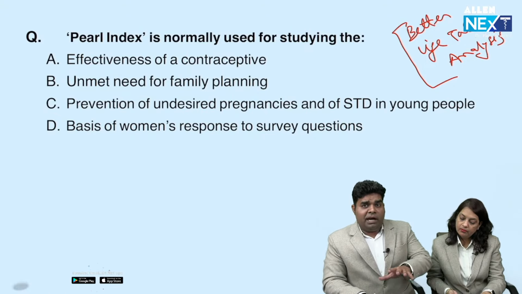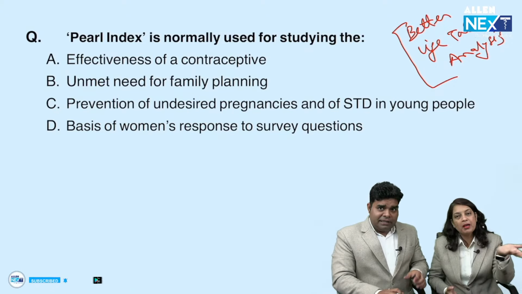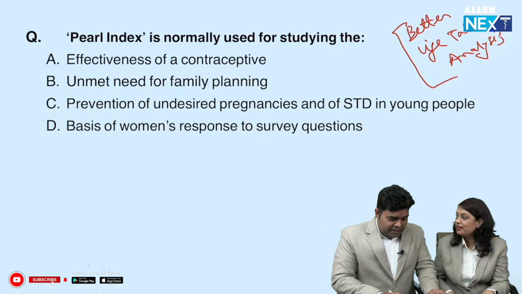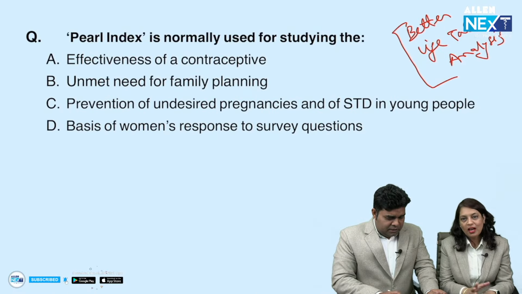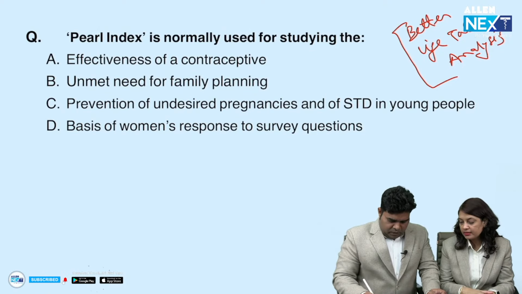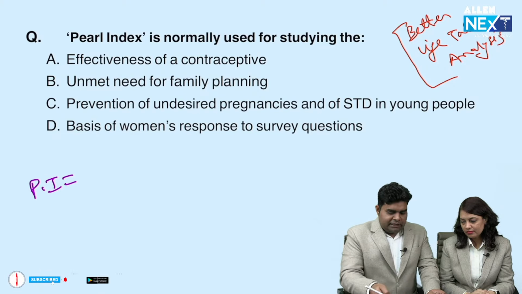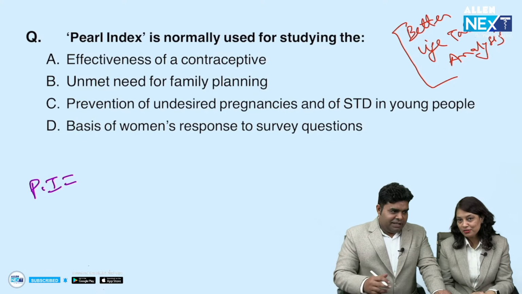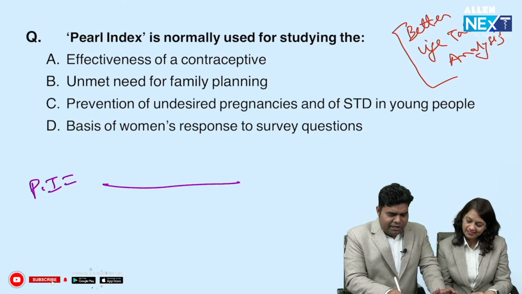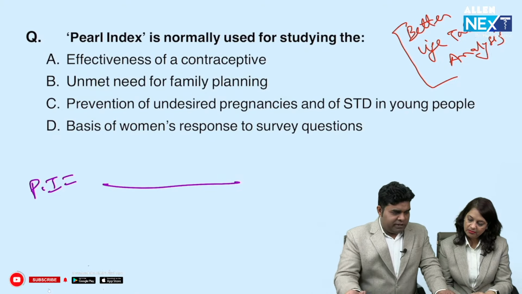So what is the definition of Pearl index? They ask what the formula is. We have been discussing it so many times. Yes, everybody knows that formula. Pearl index is for calculating failure rate, contraceptive failure or accidental pregnancies. But life table analysis is something new. Yes, for me it is a new thing. It is rarely used because it will not tell about the group characteristic. It can be used for a single female.